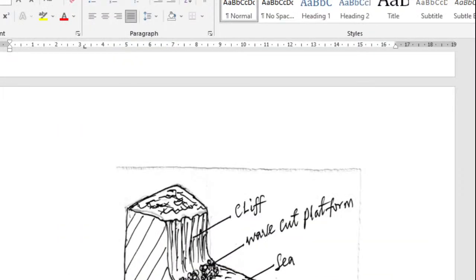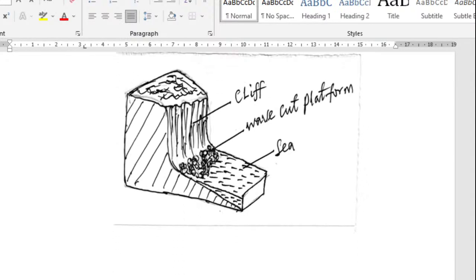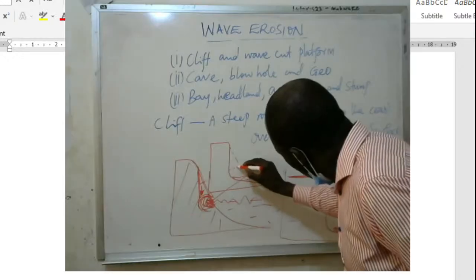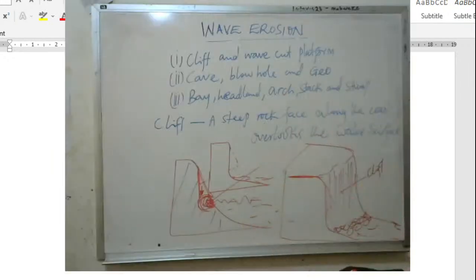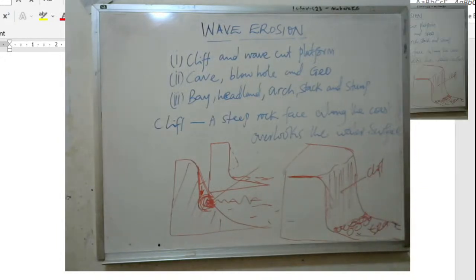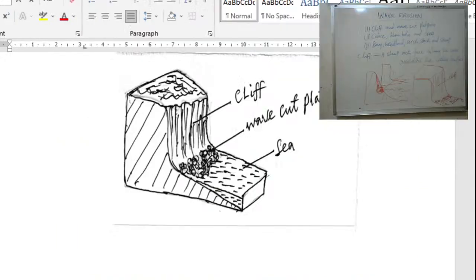I've chosen to draw this three-dimensional diagram, but you can draw a two-dimensional one, which is very simple. Simply do something like this. So this is water. Remember, it was formerly like this, but because the notch developed here, this part collapsed. So this is the sea or the lake. So this is the cliff, a steep rock face above the water level.